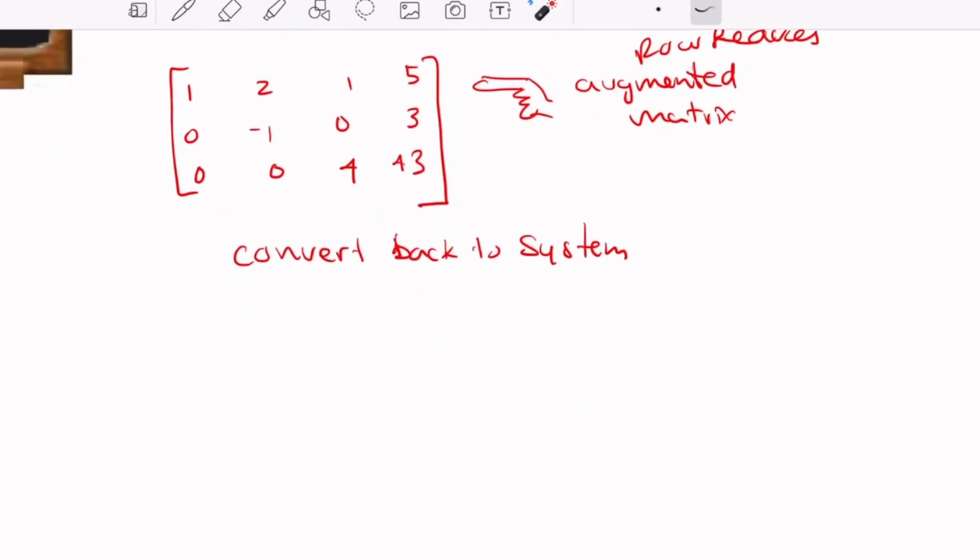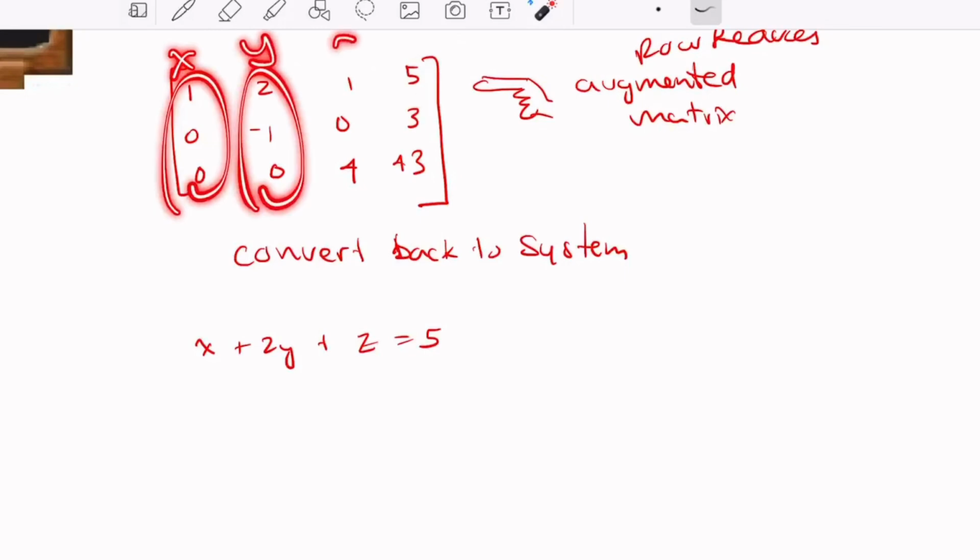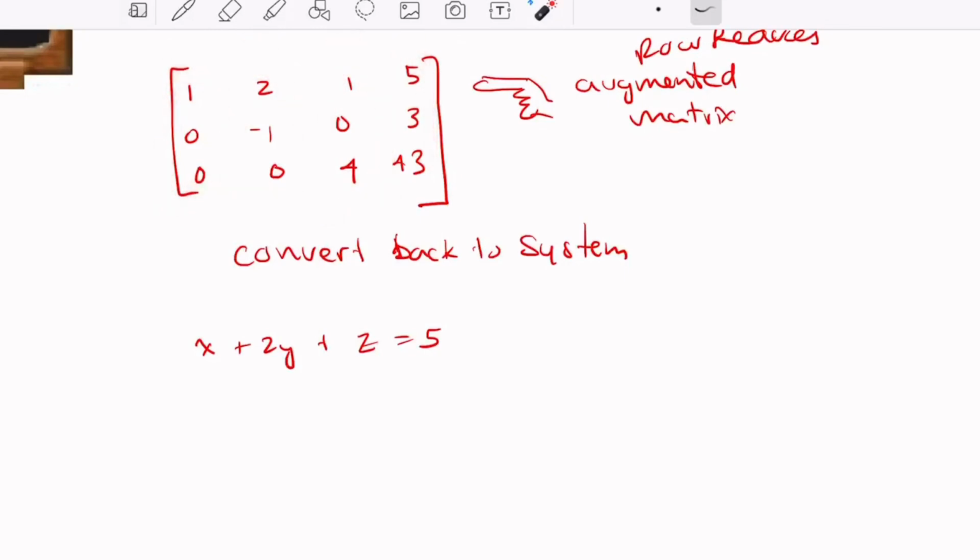You could convert back to the system, and now you'll have something like this. 1x plus 2y plus 1z is equal to 5. I got that from just looking at the first row. 1x plus 2y. Sorry, this is the x column. This is the y column. This is the z column. Just like we had before, this is the right column. So that's how, just by looking at the first row, I get that.